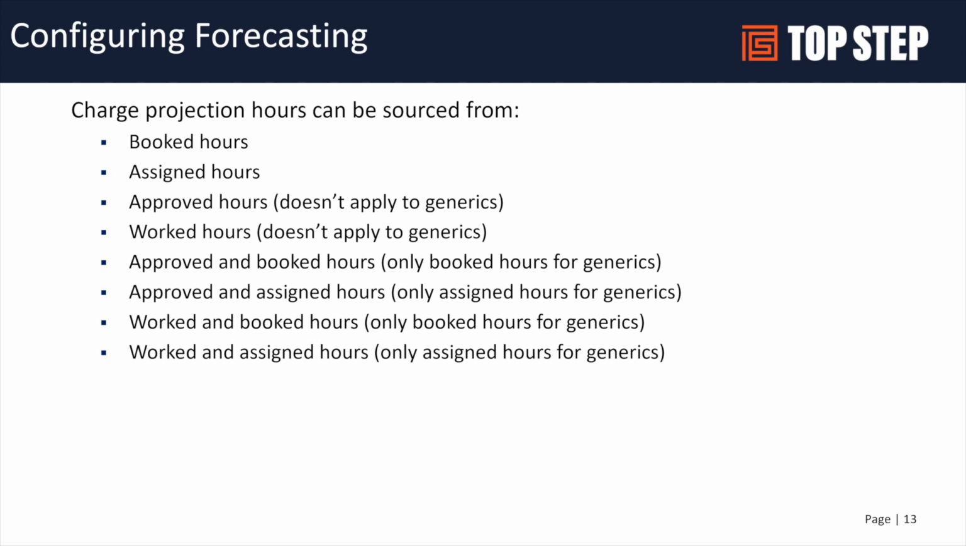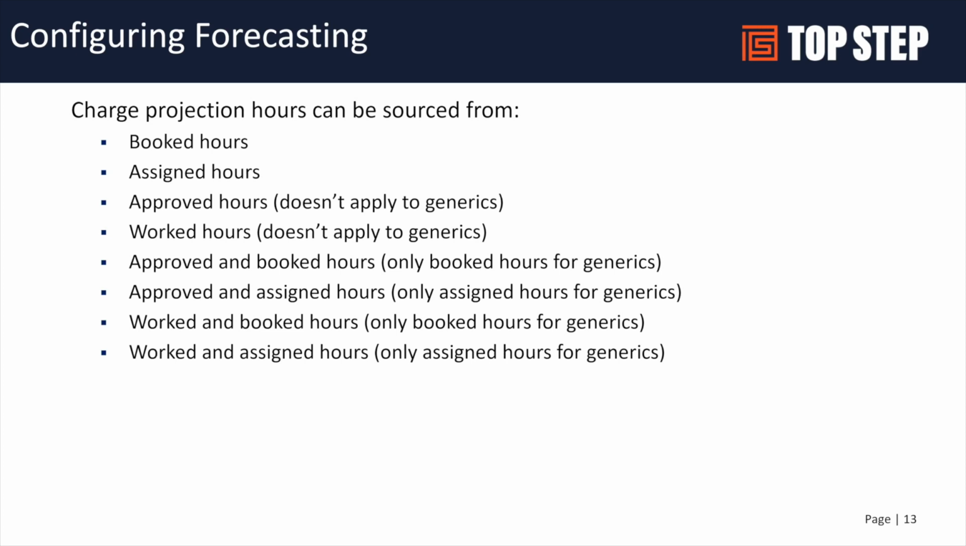So booked hours, which is pretty common, it's looking at booked hours, but it does not factor in any actual hours. If you're looking at this month, it's only going to look at booked. This will give you both generic resources and named resources, users. Assigned hours, same thing, except that it's using project plans and assignments versus using bookings.